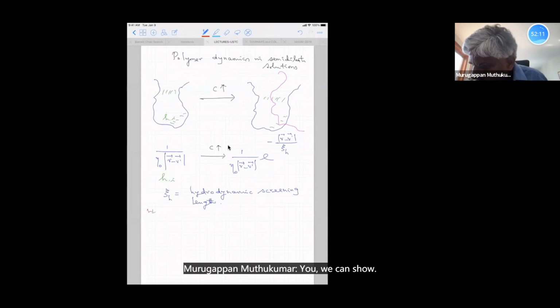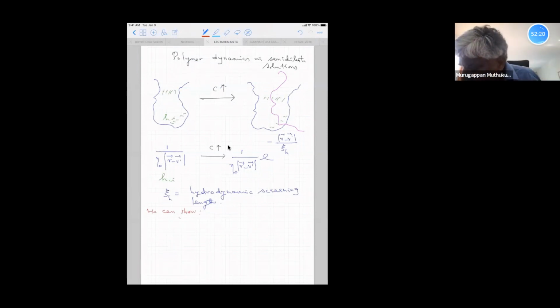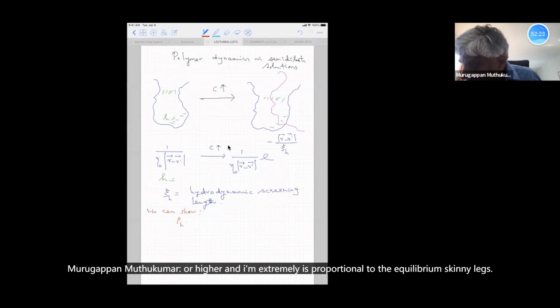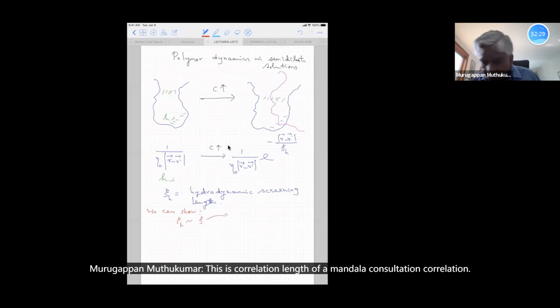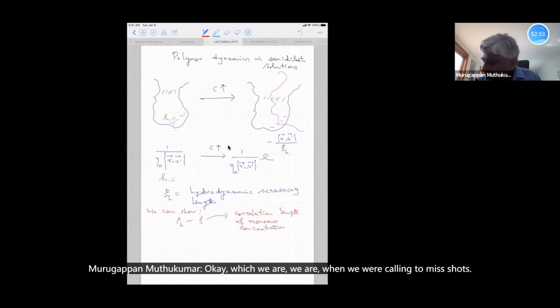We can show that this hydrodynamic interaction or hydrodynamic screening length is proportional to the equilibrium screening length. And this is the correlation length of monomer concentration, in equilibrium, which we were calling the mesh size.